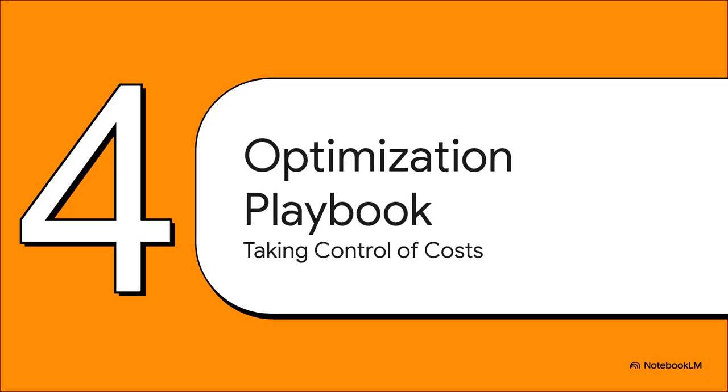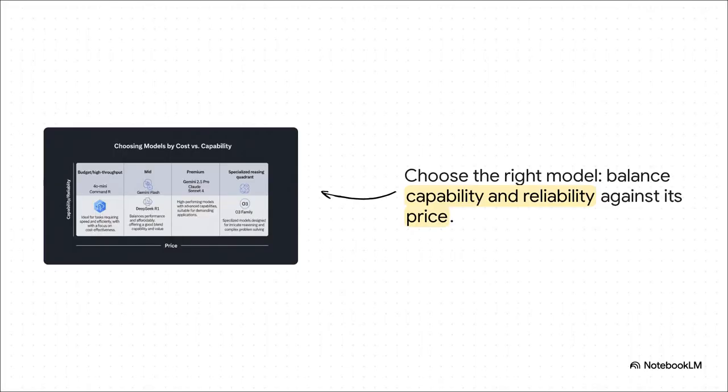All right, enough theory. Now that we get the mechanics, it's time to get our hands dirty. Let's open up the optimization playbook and talk about how you can take direct control of that AI bill. Your first move, and honestly, the most powerful one, is always picking the right model for the job. You have to weigh what it can do against what it costs. You don't always need to call in the big guns, that expensive top-tier model, when a faster, cheaper one will do the job just fine.